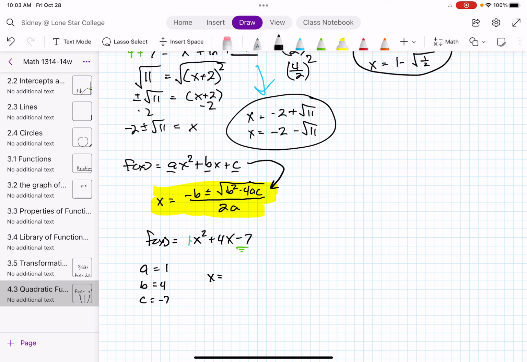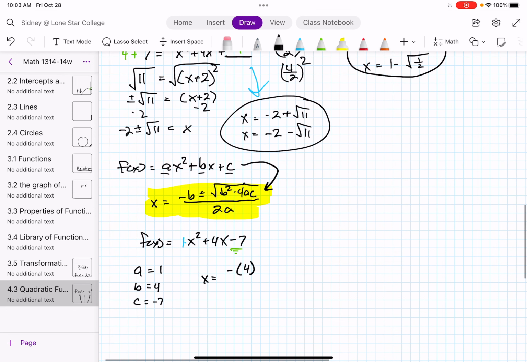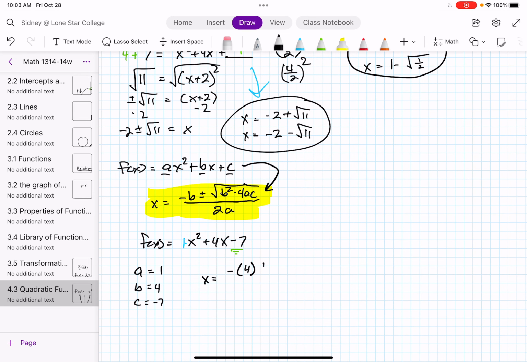So I have x equals negative b. I highly, highly recommend you always substitute into parentheses. It'll help you minimize your mistakes with signs. It's really easy to screw up signs. And I have plus or minus the square root of b squared. Oops, I'm actually filling in now. B squared, so that's 4 squared minus 4 times a, and a is 1, times c, which is negative 7.